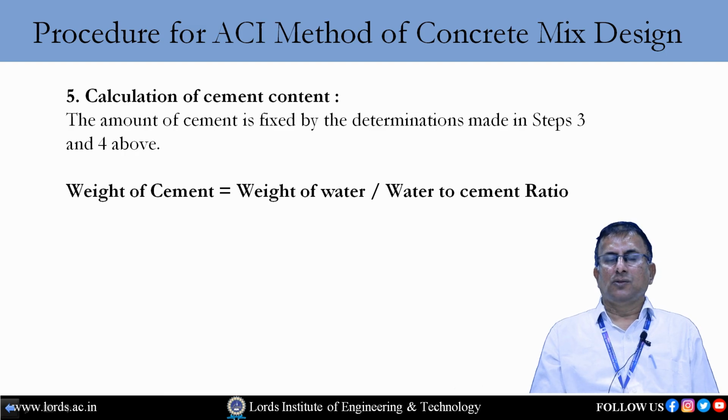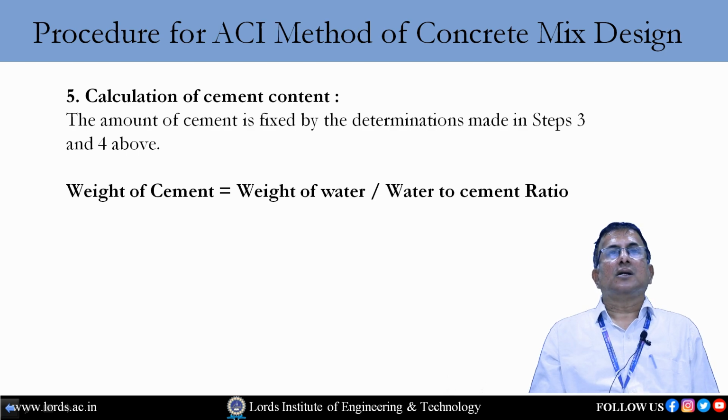Once we know the value, then for calculation of the cement, we know water cement ratio equals the ratio of water to cement. Here we know the quantity of water which is required for the concrete, and also we know the value of water cement ratio. From this relation we can get the amount of cement which is required for the concrete in terms of kg per meter cube.